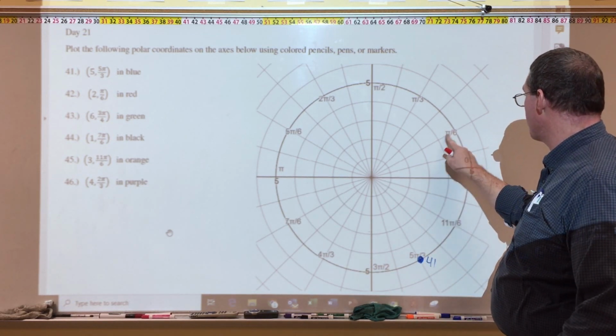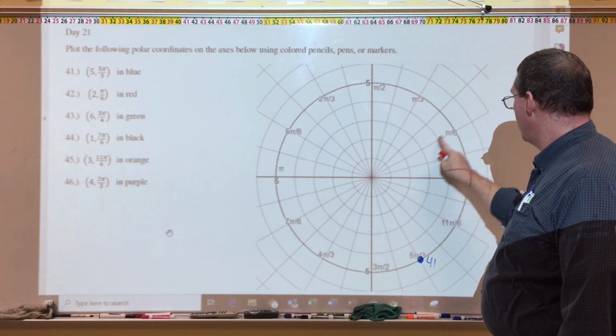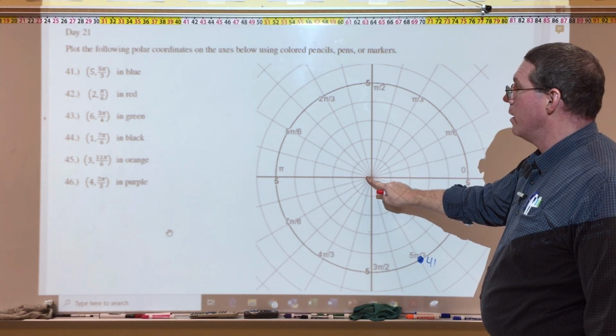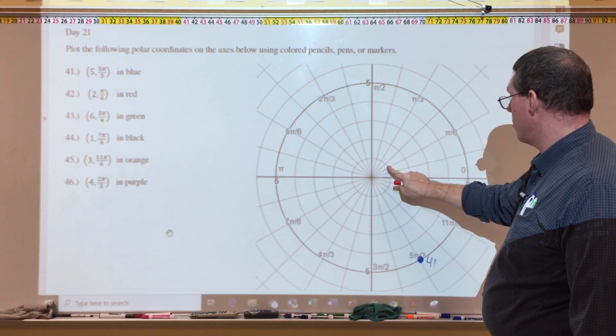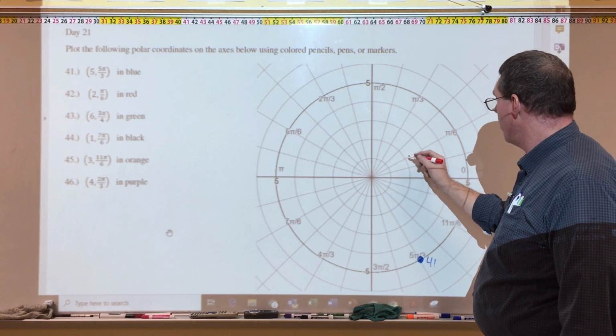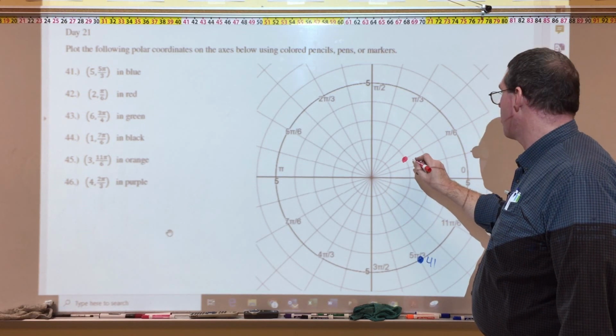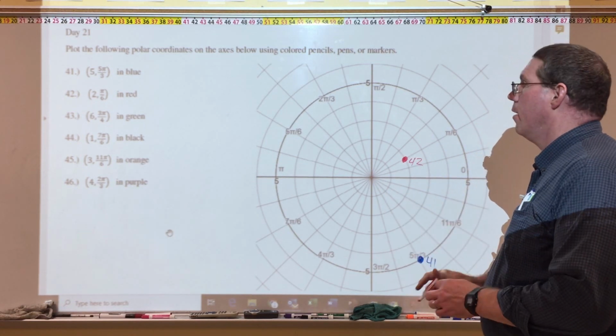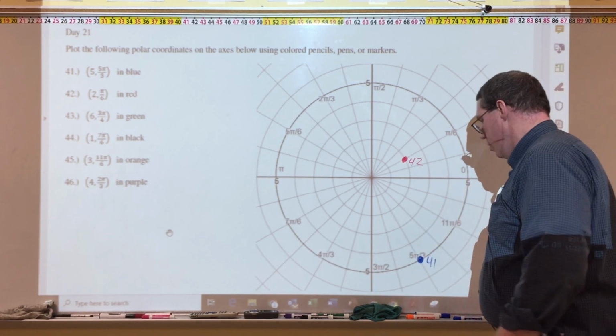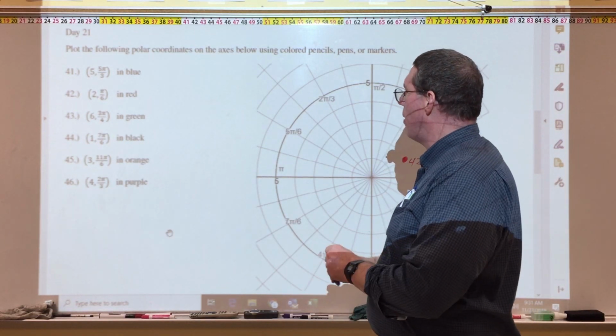Well, the angle pi over 6 is right here, this line coming out. Okay, and the radius is 2. So these circles are, that's 1, that's 2. So this point right here, that is 2 and pi over 6. That's question number 42. All right, now in green, let's do 6 and 3 pi over 4.